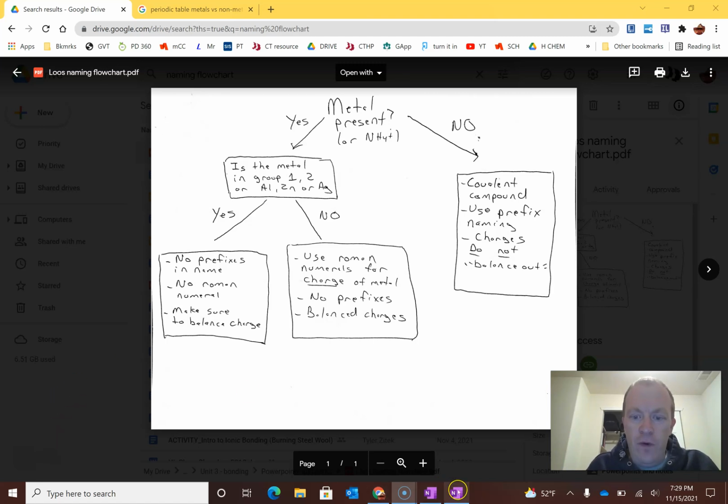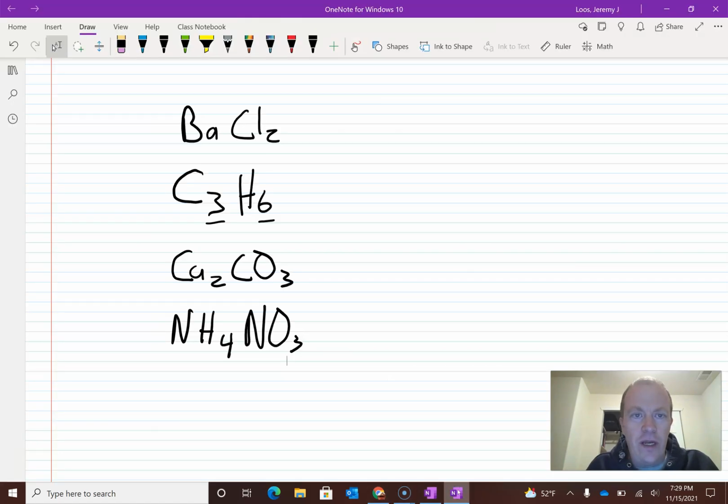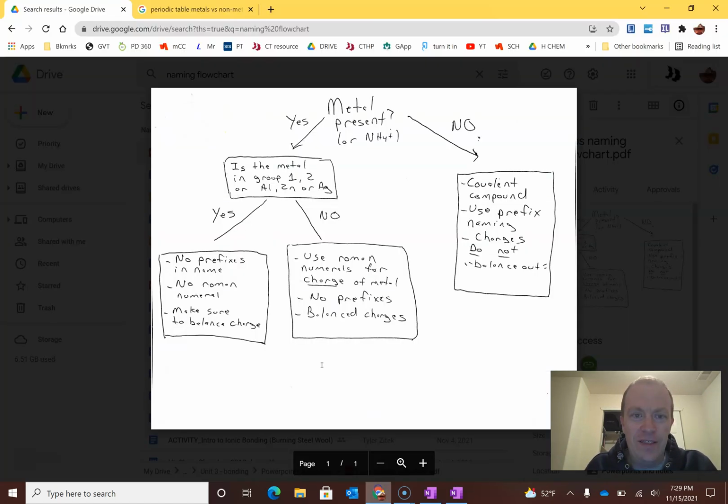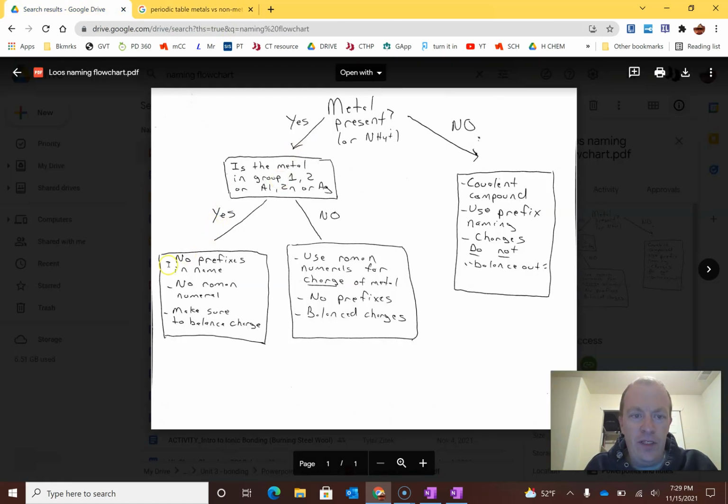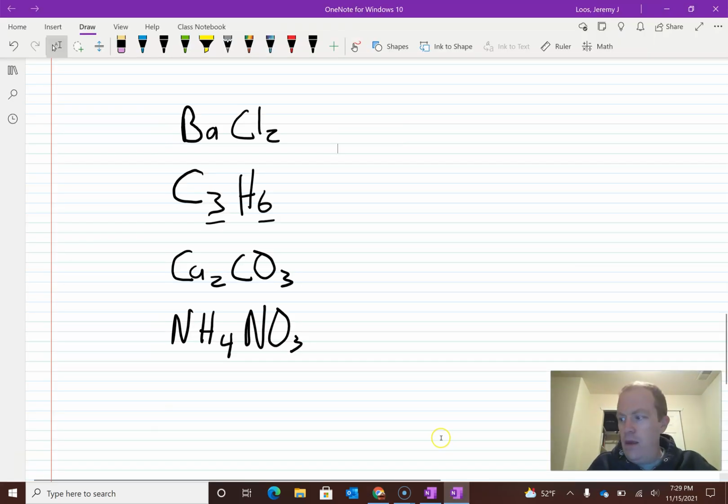So, for instance, if we were to look at these ones here, barium chloride. I'm looking at the metal here. I'm looking at this compound, and I see that the first thing listed is a metal. However, barium is in group 2 here. So the answer to that question is yes. So this is going to be just the plain naming, where I'm not going to use prefixes or anything like that. In that case, this first one would just be called barium chloride.